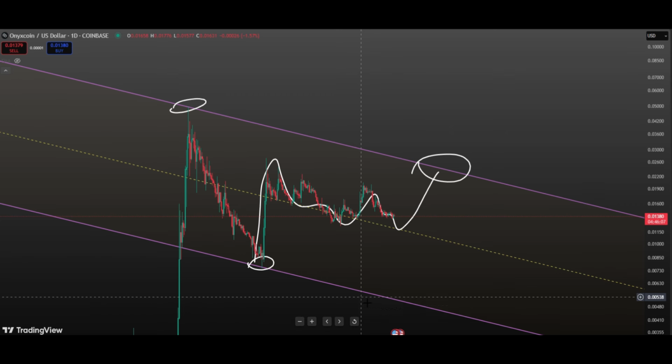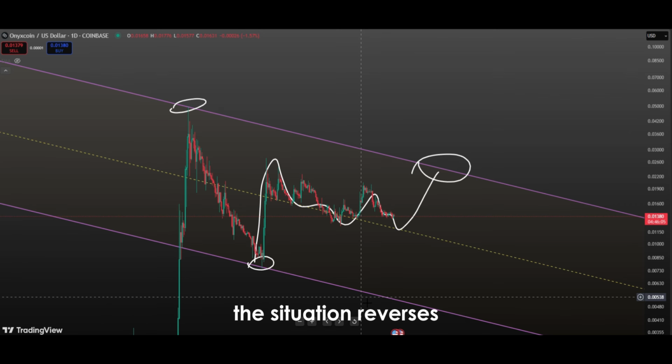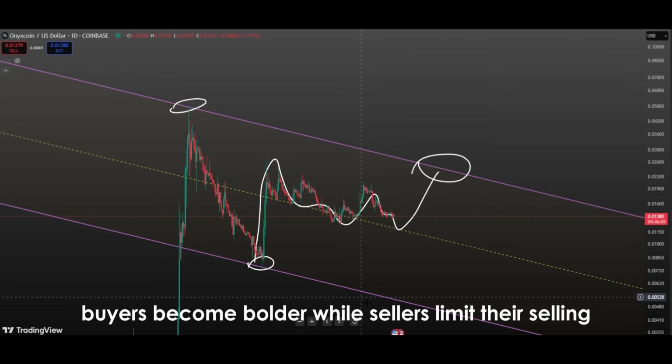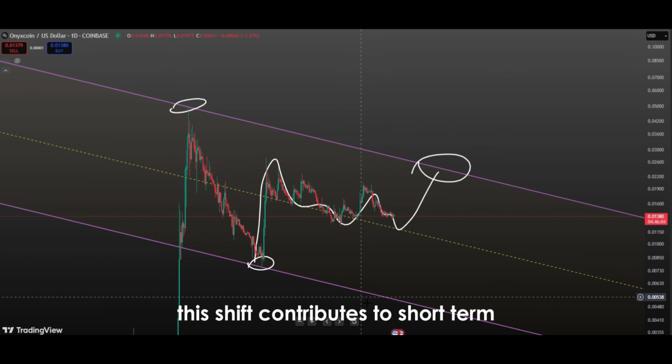Staying above the middle band also indicates that the price has escaped the selling pressure in the lower part of the channel. Areas near the lower band are typically where panic selling is intense and buyers act more cautiously. When the price moves above the middle band, the situation reverses. Buyers become bolder while sellers limit their selling, thinking the price is unlikely to fall much further. This shift contributes to short-term positive momentum in the market.